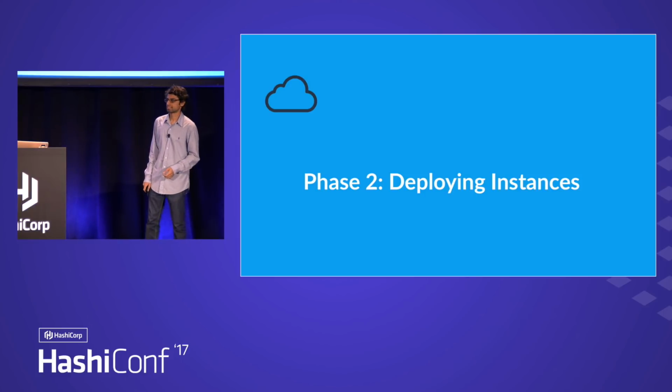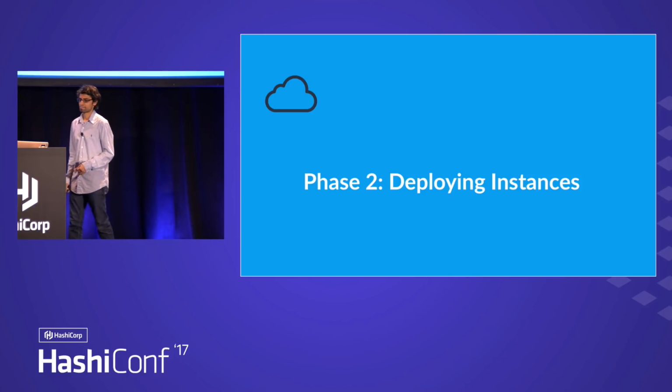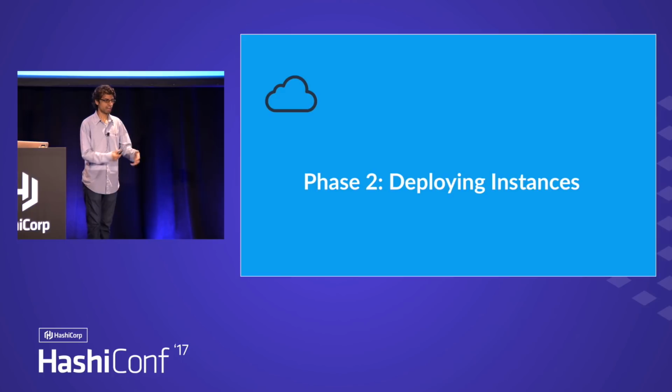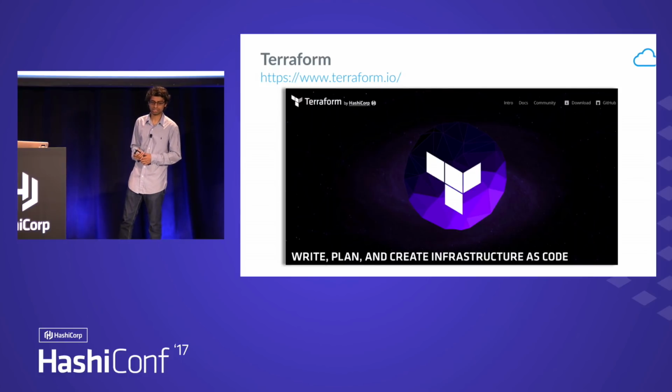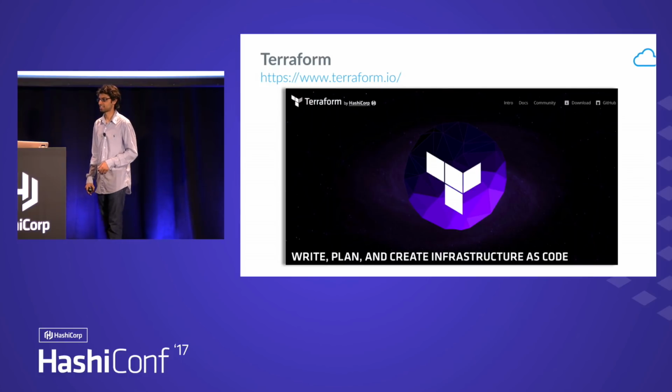All right, let's turn to how we take these verified images. Right now I've done nothing useful. I just have a bunch of images. There's no real infrastructure. Now we want to turn those images into actual infrastructure. And again, HashiCorp comes to our rescue.